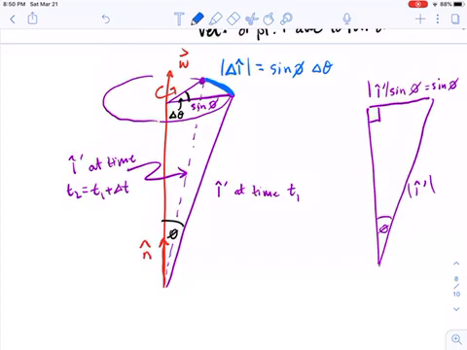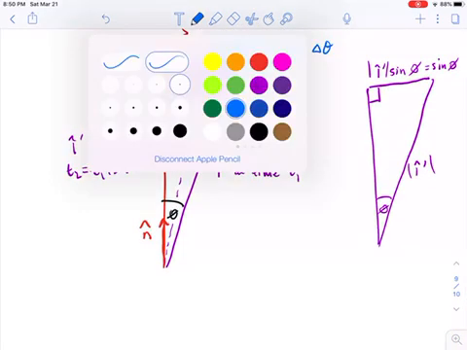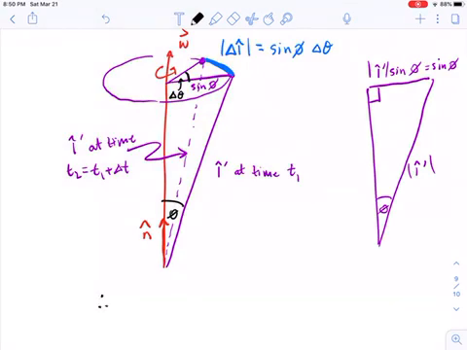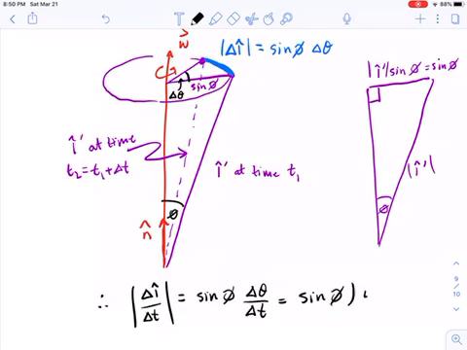Well, let's calculate then the magnitude of the change in i hat divided by the change in time. This rotation delta theta happened in time delta t, and so that's equal to sine phi delta theta over delta t. But delta theta over delta t is just omega. It's the rate of rotation, and so this is equal to sine phi times omega.